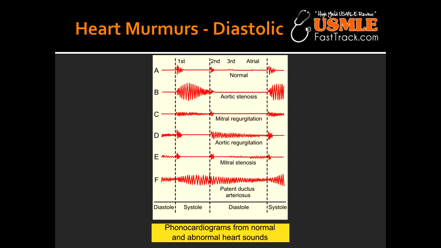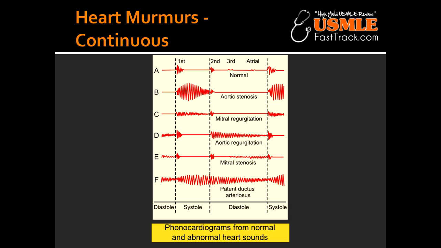What maneuver increases the intensity of murmurs caused by mitral stenosis? Anything that causes an increase in the left atrium return, such as an expiration, will cause the increase in intensity of the murmurs caused by mitral stenosis.